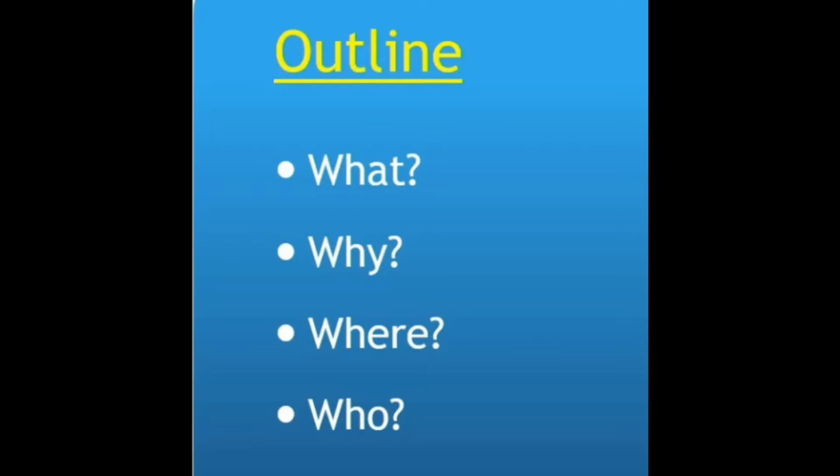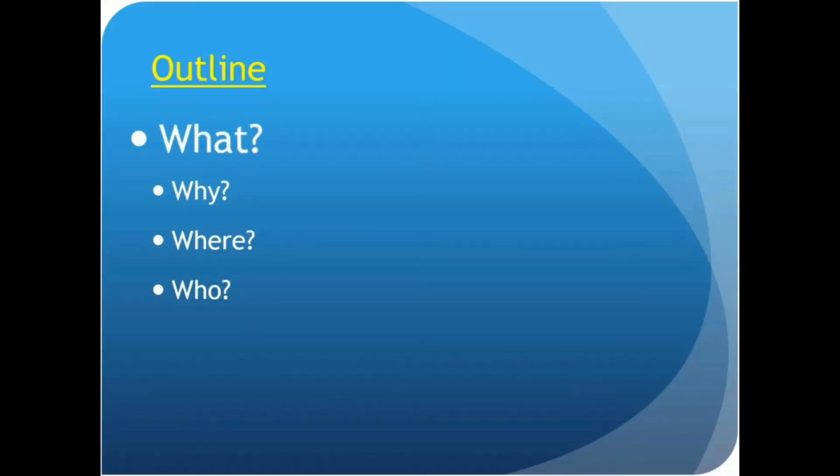What is alternative arterial access in CLI? Why do we need it? Where are the access sites? And who are the patients that we need to select versus not?